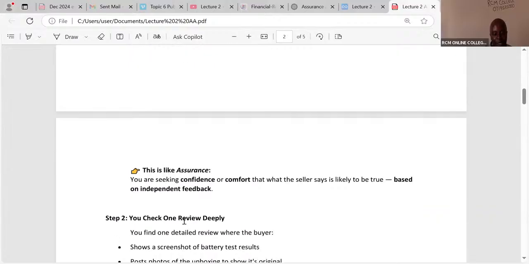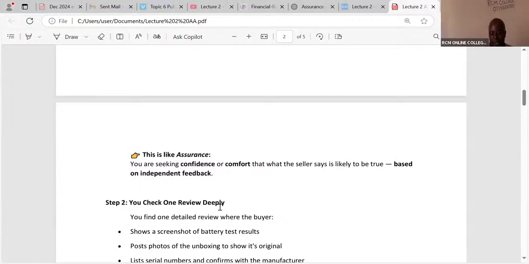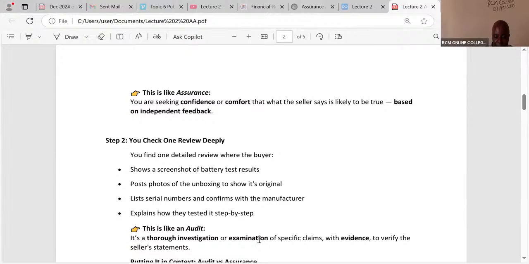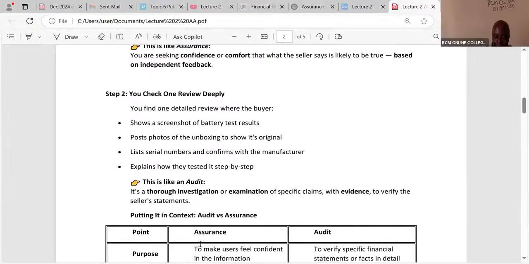Step number 2, you now check one review deeply. You find one detailed review where the buyer shows a screenshot, posts photos of the unboxing to show it's original, lists serial numbers and confirms with the manufacturer, and explains how they tested it step by step. This is like an audit. It's a thorough investigation or examination of specific claims with evidence to verify the seller's statements.